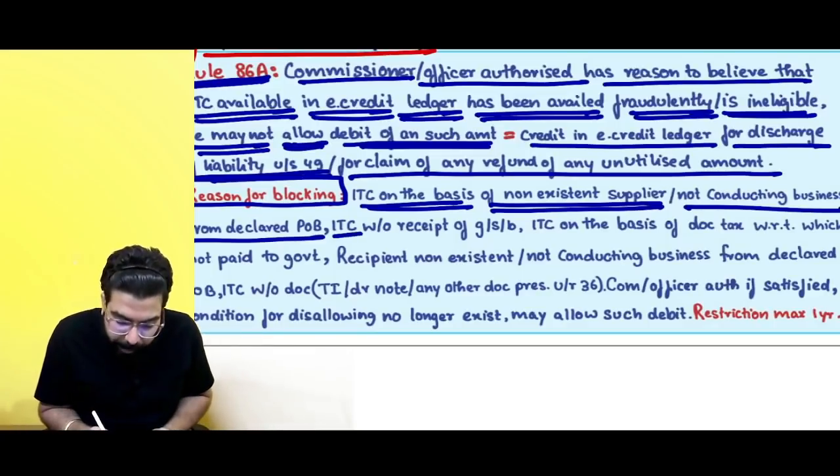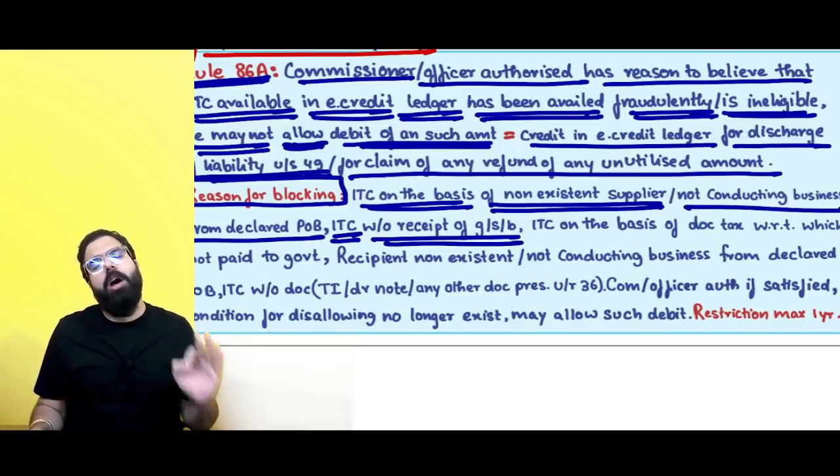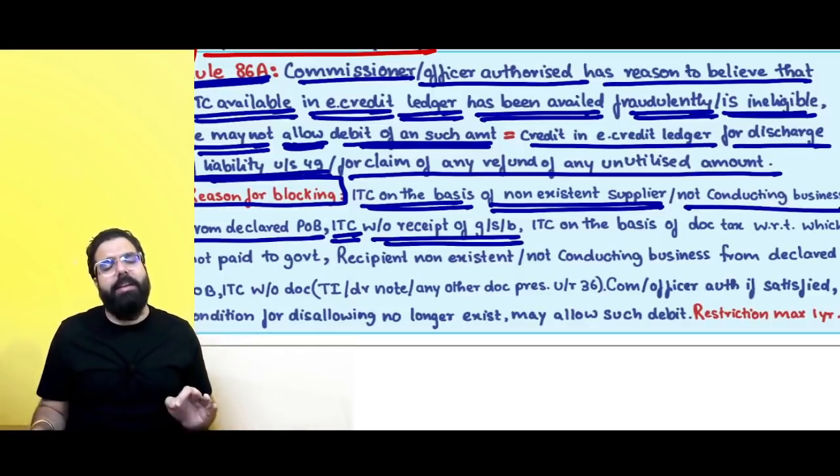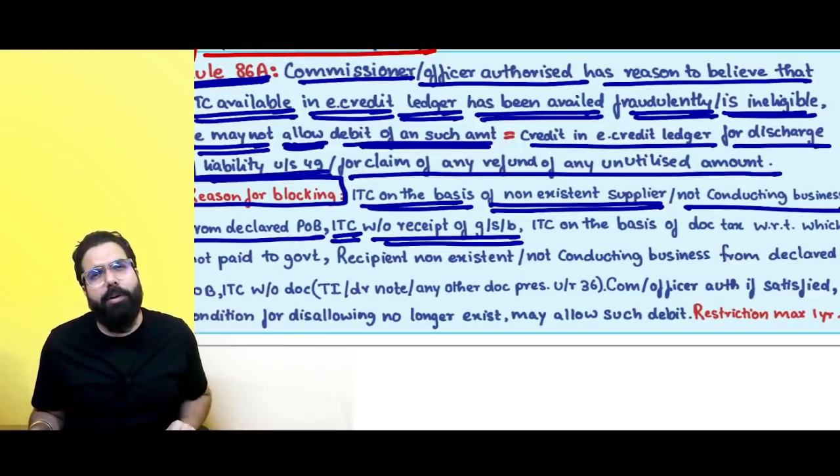Next, input tax credit without receipt of goods, services, or both. Section number 16 says you should take the credit only when you have the tax paying document. You don't have the document. How come you took the credit? They will block the credit.